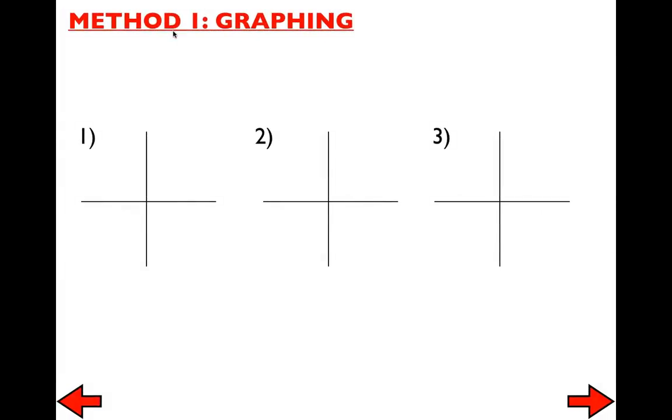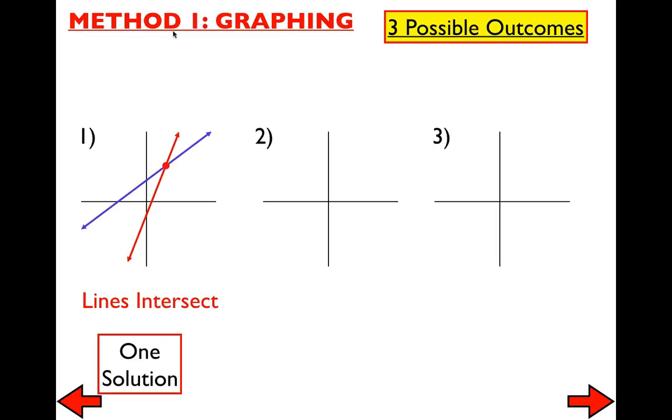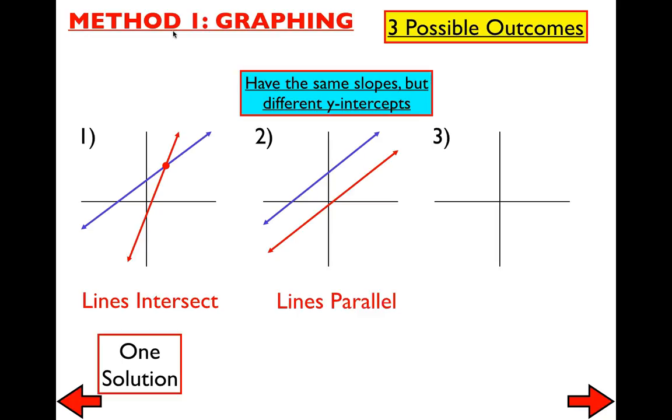So first thing I want to go over is graphing. There are three different outcomes. The first one is if the lines intersect once. In that case, there is one solution. Number two, if the lines are parallel, which means they never intersect, the answer would be no solution. What you're going to notice is the slopes are exactly the same. However, the y-intercepts are different. So the rate of change is the same, but they start at different points.